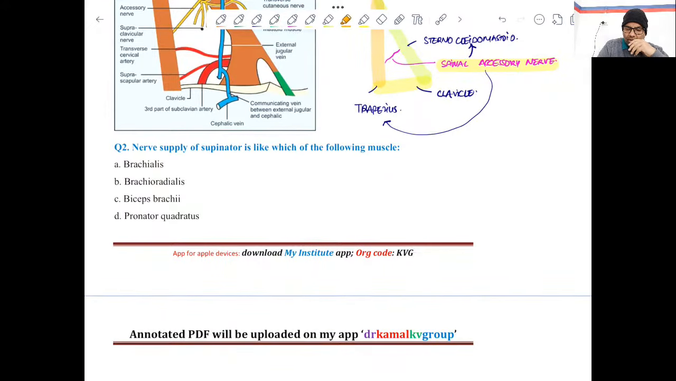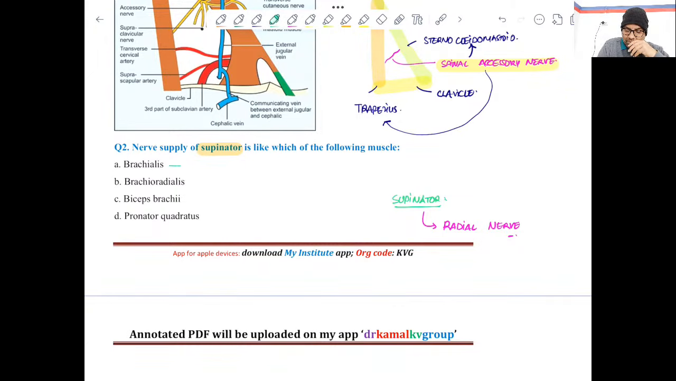Now moving forward, nerve supply of supinator is like which of the following muscles nerve supply? So for this you need to know what is the nerve supply of supinator, and you need to know what are the nerves which supplying the options, and then only you can match which muscle actually has the same nerve supply as that of supinator. So nerve supply of supinator is radial nerve. Okay. Now we need to write down the nerve supply of the options given here.